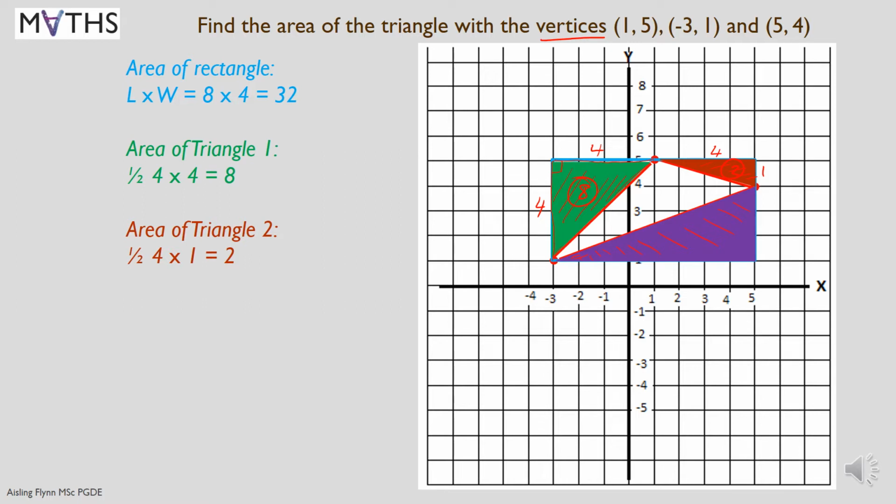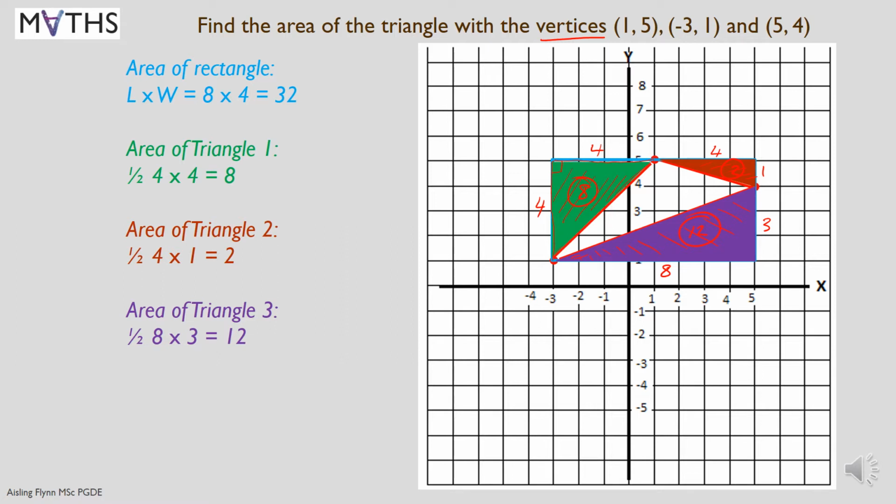And then the larger triangle down here, the purple one, if you count, you'll see that it has 8 units along the bottom and 3 units up. So its area is half of 8 times 3, that's half of 24, is 12. So its area is 12.